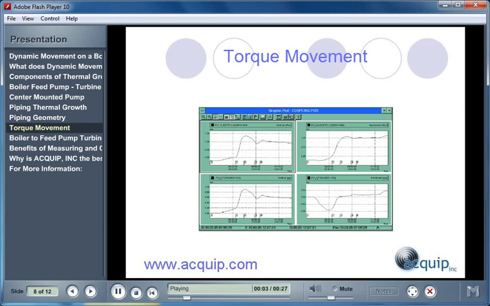These graphs show torsional movement across the coupling. There's immediate movement in the machine when it first starts up. This is before the metal has had enough time to expand in order to add to the dynamic movement. You could see in each one of these graphs abrupt movements as soon as the machine is started. This is purely due to torsional movement.